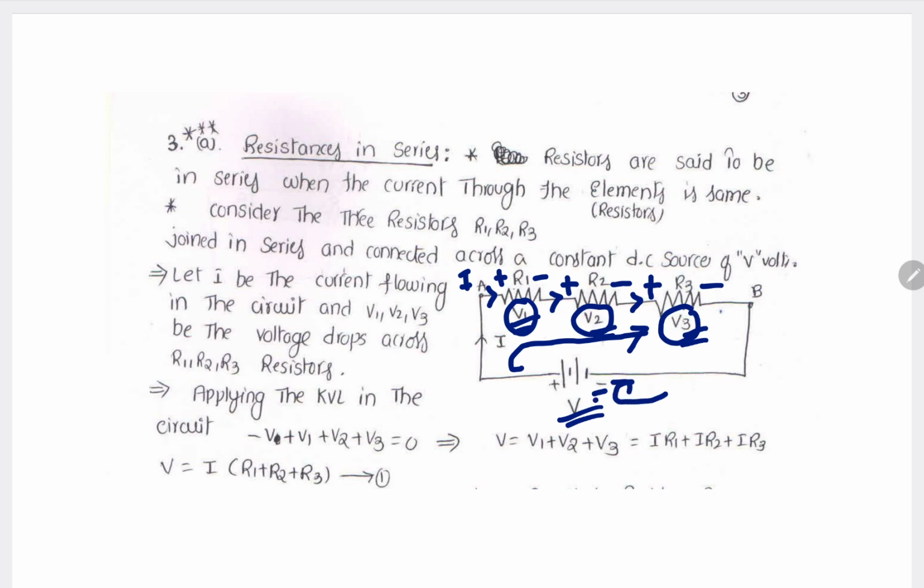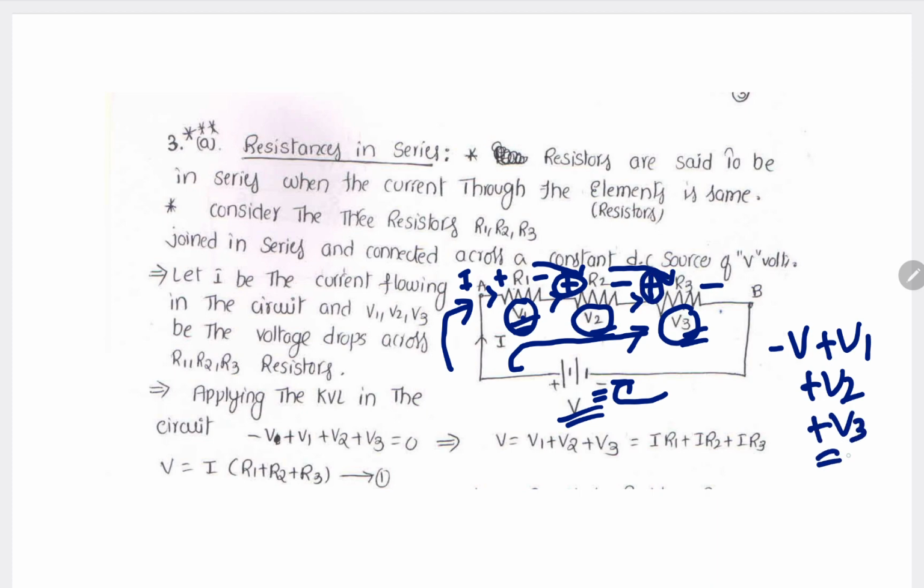First I am coming across the negative terminal, therefore minus V. Then I am coming across R1, first the positive terminal, voltage across R1 is V1, so plus V1. When I am coming across R2, positive first, plus V2, and when I am coming across R3, positive terminal first, plus V3 is equal to 0. So V is equal to V1 plus V2 plus V3.